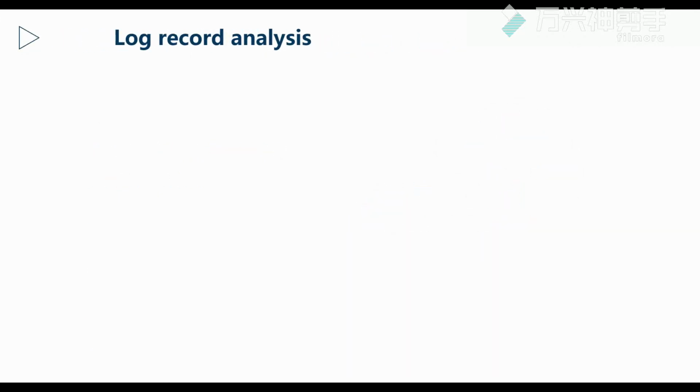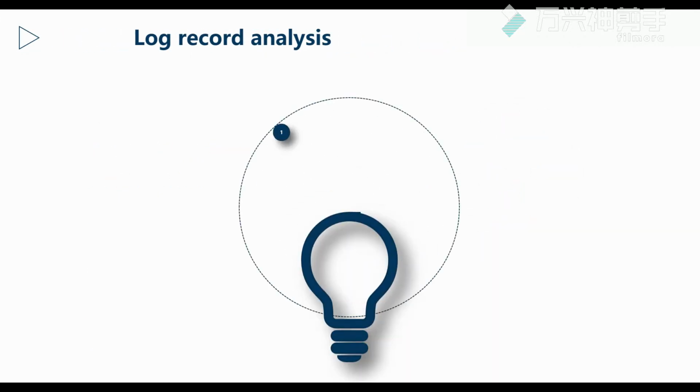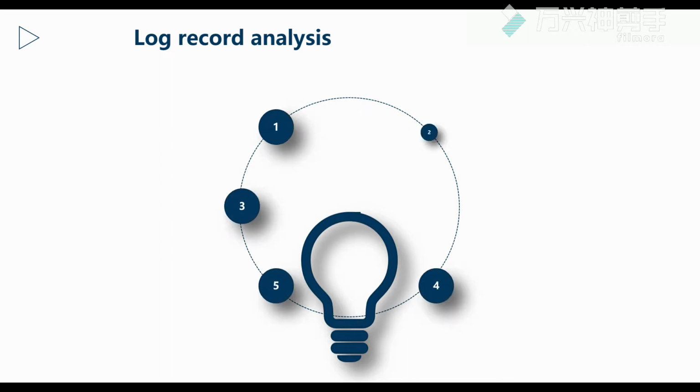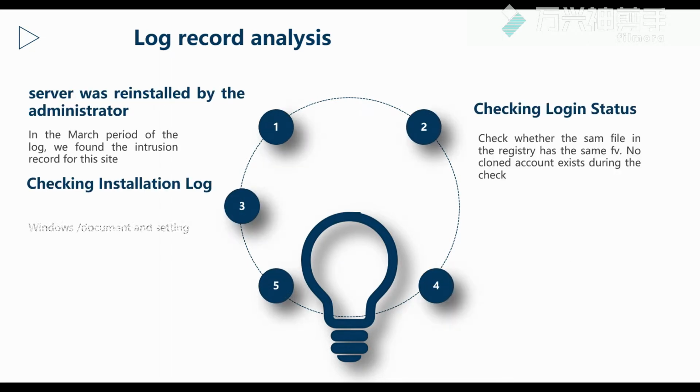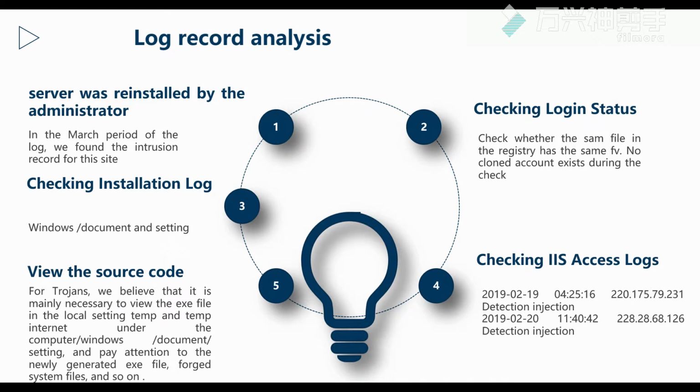The next part is analyzing the log records. It includes 5 parts. The server was installed by the administrator, and then we check the log status. We also check the installation log, including IIS system logs, and we also view the source code in the Windows document.